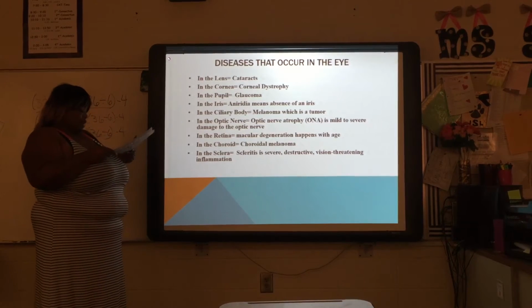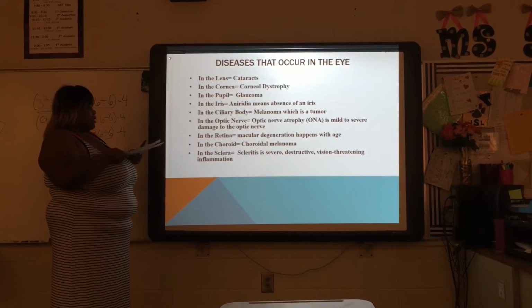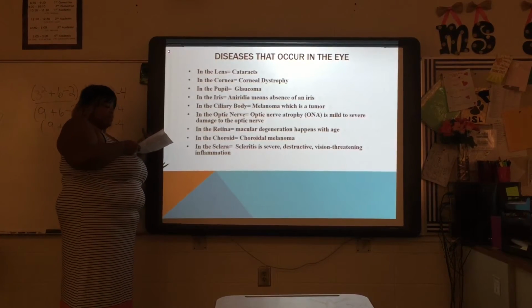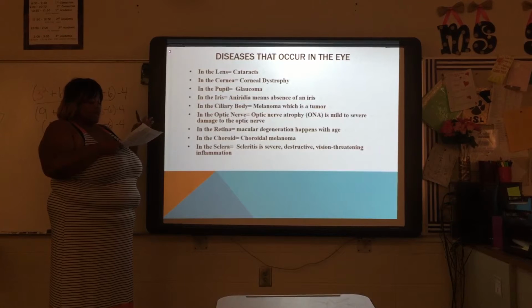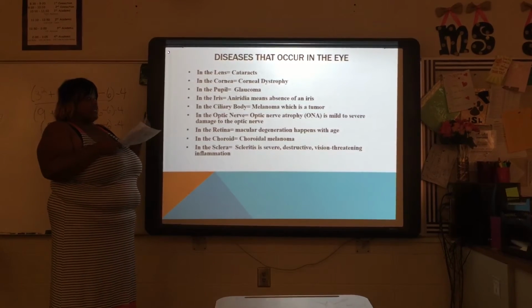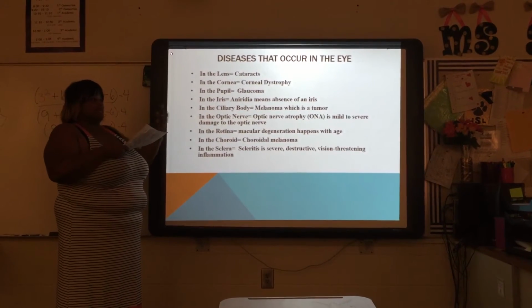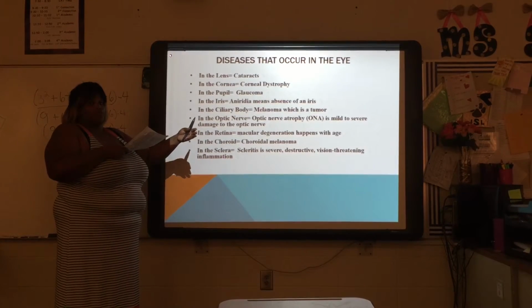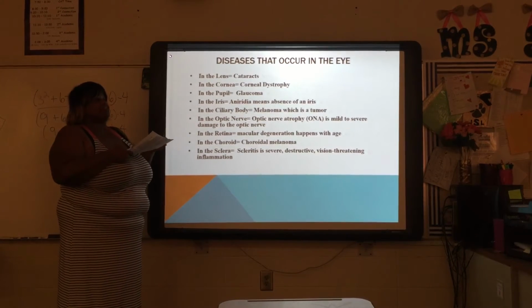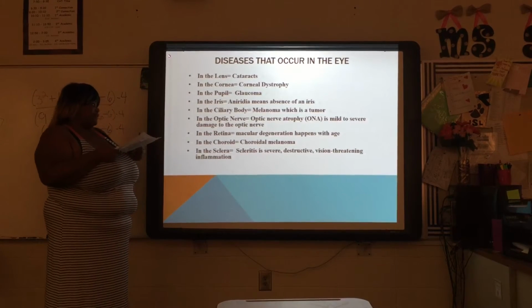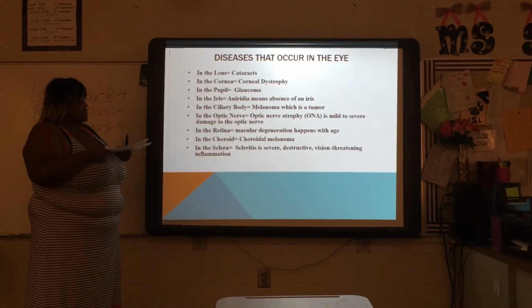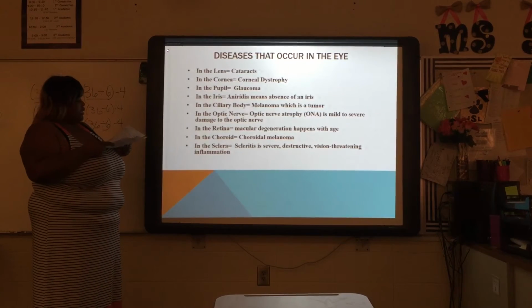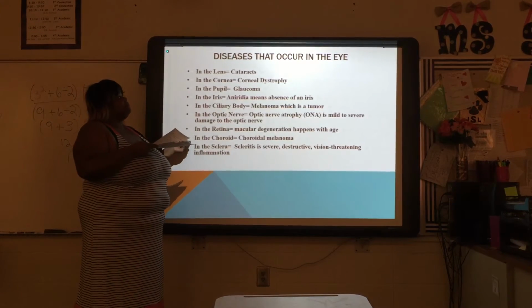In the choroid, you have choroidal melanoma, which has symptoms like flashes of light and distortions. The reason you have that is because your retina is detaching. When light comes in, it's supposed to hit off the retina and then keep going on through. But if the retina is detached, there's nowhere for that light to hit off of. And in the sclera, you have scleritis, which is severe, destructive, vision-threatening inflammation.